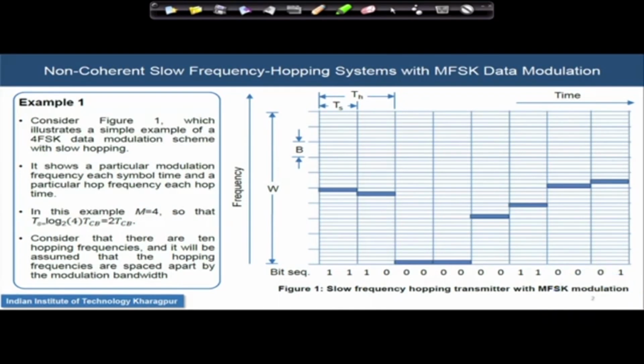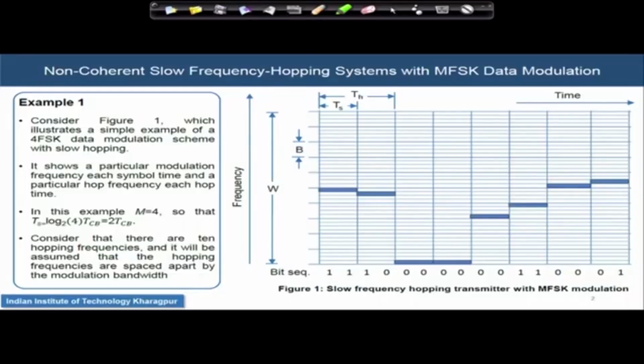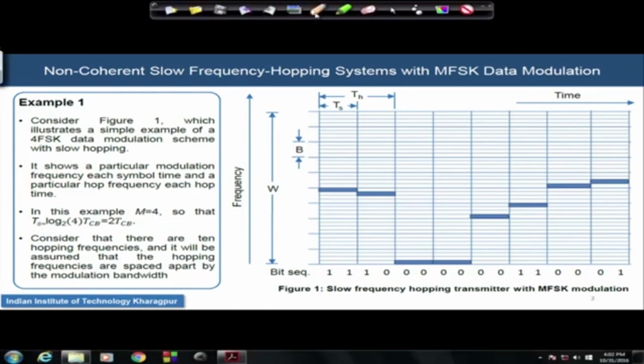In the last module, we already discussed the M-ary FSK data modulation scheme, which will be the basic data modulation for today's system consideration, both for slow frequency hopping as well as for fast frequency hopping. In our example, we have considered a 4-FSK data modulation scheme.